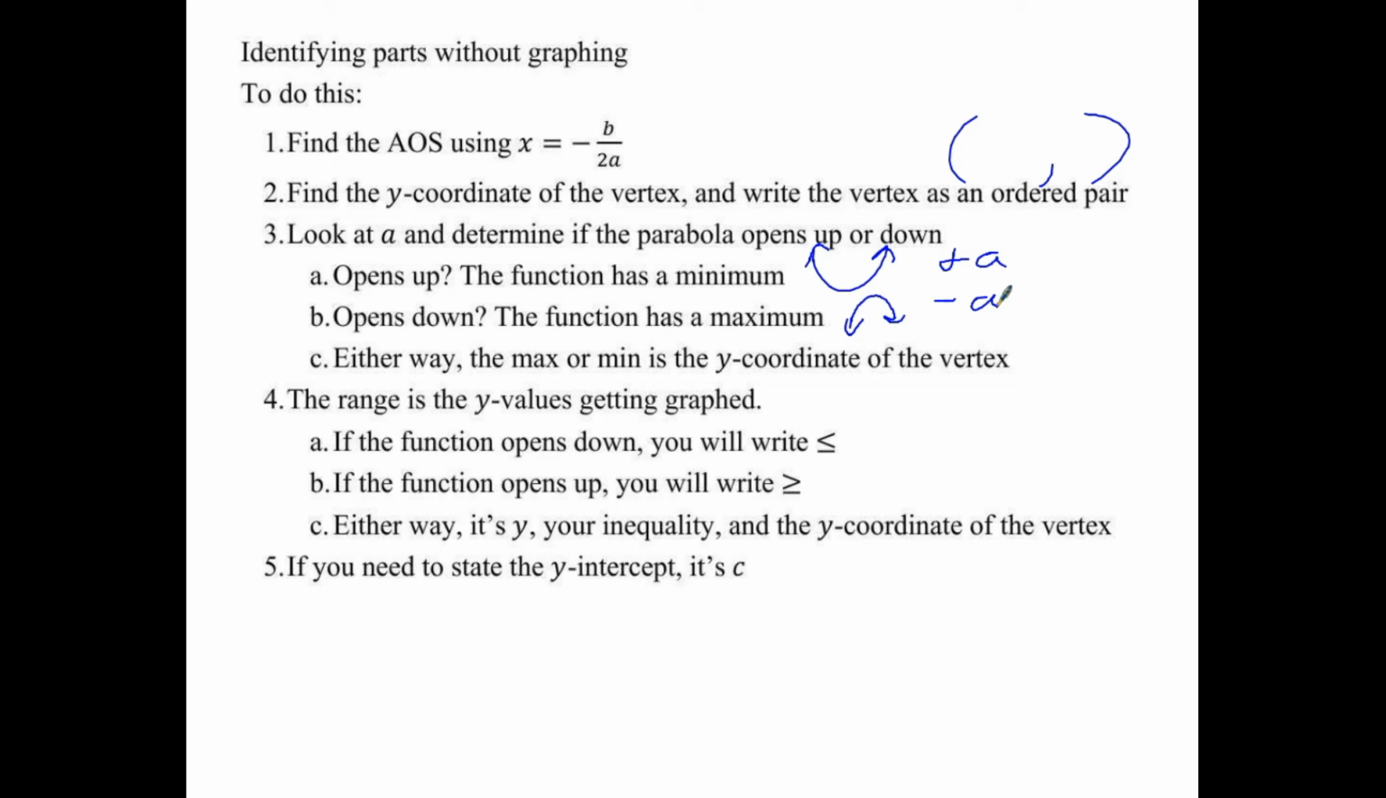If you need to state the y-intercept, which you will, the y-intercept goes with the c value in the original function, and you write the ordered pair 0, c. It is not just the number c. It is an ordered pair. And so you're going to write y-int, ordered pair 0, c.